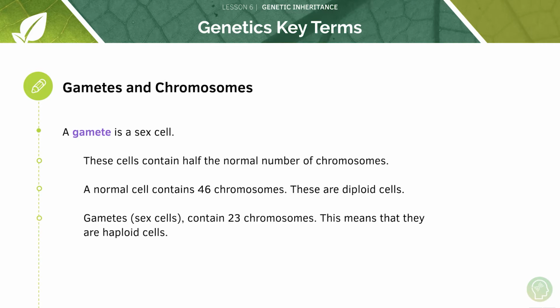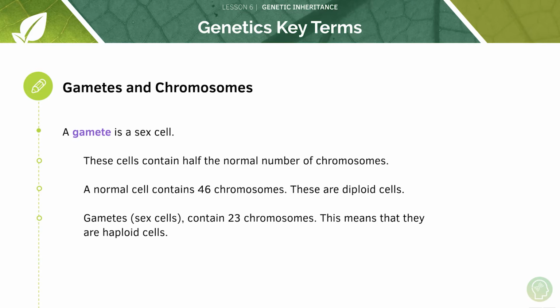Whereas gamete cells contain 23 chromosomes, so half the normal number of chromosomes. And that's because they only contain a single set of chromosomes. The chromosomes do not come in pairs. So this makes gamete cells haploid cells.